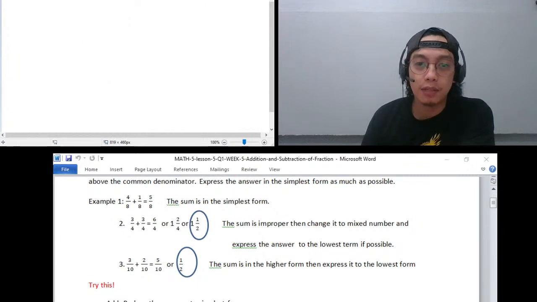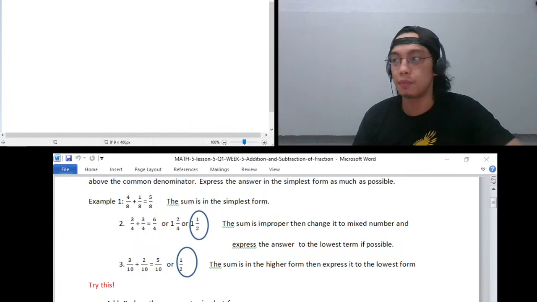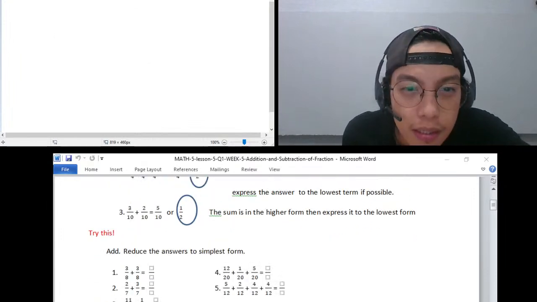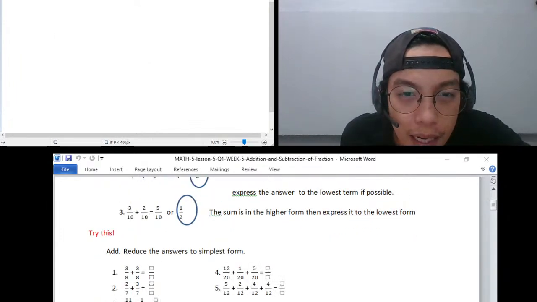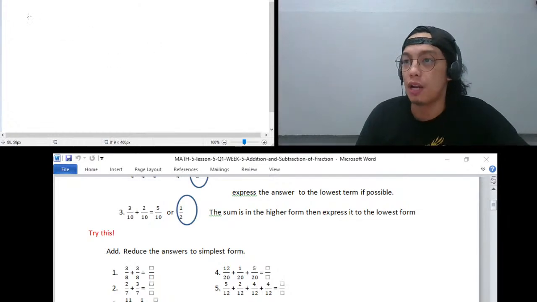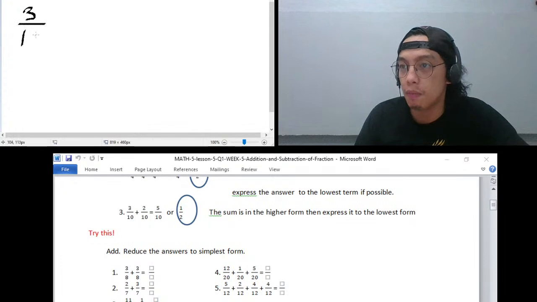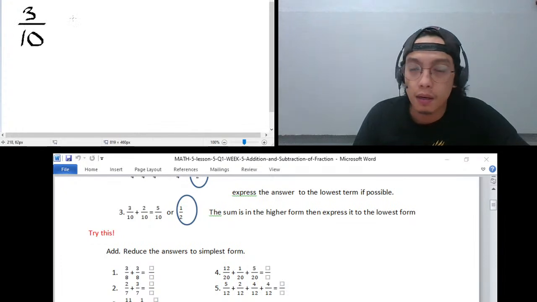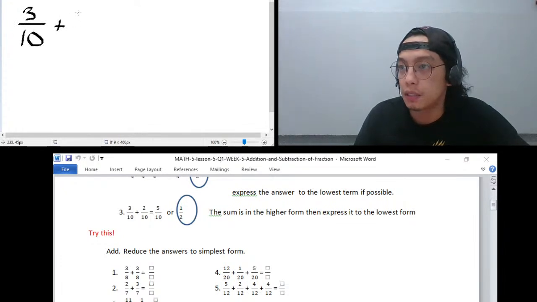Alright, next example, let's make it clear. 3 over 10 plus 2 over 10. So, lahat, 3 over 10 plus 2 over 10. Again, ato unang buhaton before ta mag-add o subtraction.